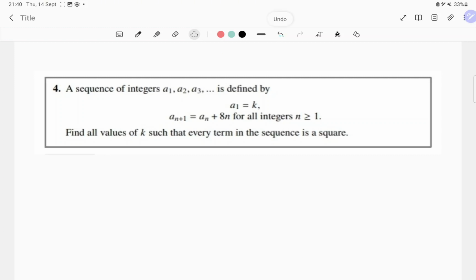We've been asked to find all values of k such that every term in the sequence, that is, all of a1, a2 and a3, are squares. We're going to do this in 3 different ways, so let's get started.